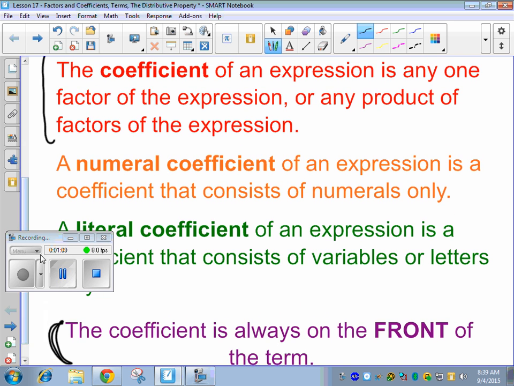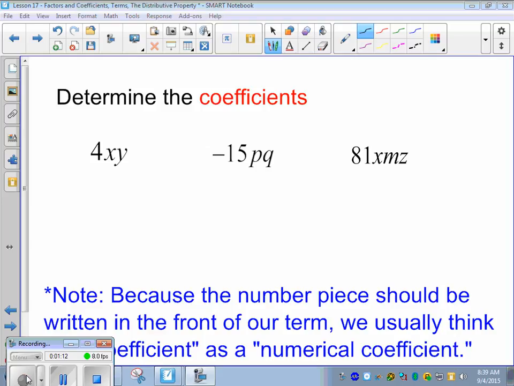So determine the coefficient. I told you guys when we were taking notes, the most important thing to remember is that the coefficient, we always want to be on the front of the term. So what do we think the coefficient for 4xy is? 4, yeah. So the coefficient on this is 4. Okay, how about this next one? Negative 15pq, what do we think is the coefficient? Negative 15. Nice.